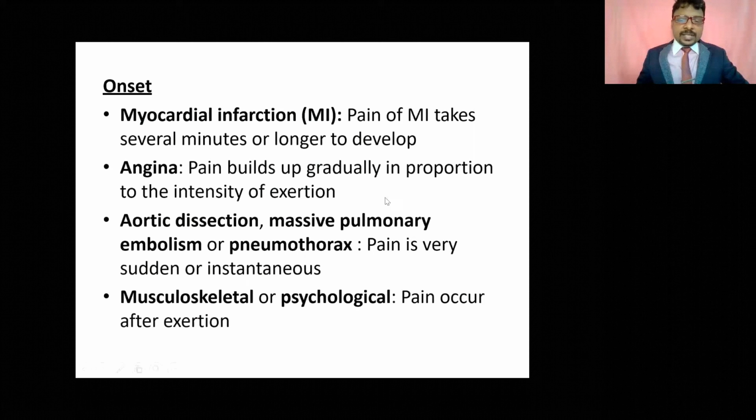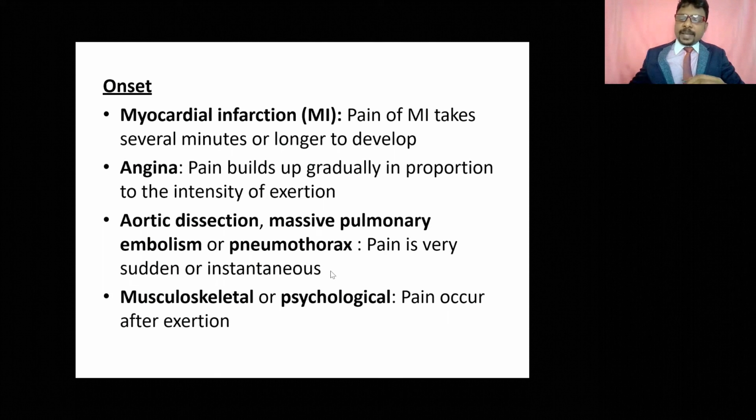In the case of aortic dissection, massive pulmonary embolism and pneumothorax, the pain is very sudden and instantaneous. That means sudden severe chest pain. It may be because of the breakage of blood vessels, meaning the opening of the blood vessel layers with leaking of blood, as in aortic dissection, or a pulmonary embolism. A blood clot breaks off and travels from one place to another in the bloodstream. If it gets stuck at one particular place in a blood vessel, it won't supply blood circulation to the other tissues, so hypoxia may produce the chest pain.